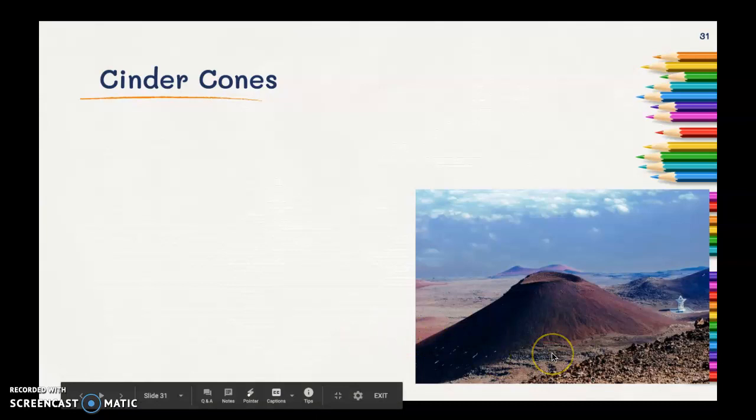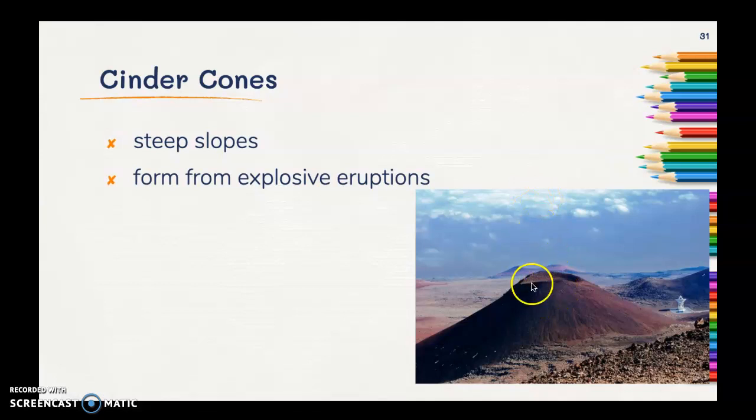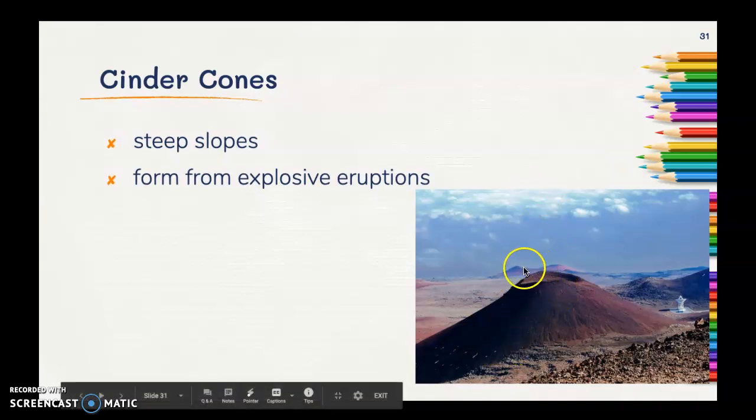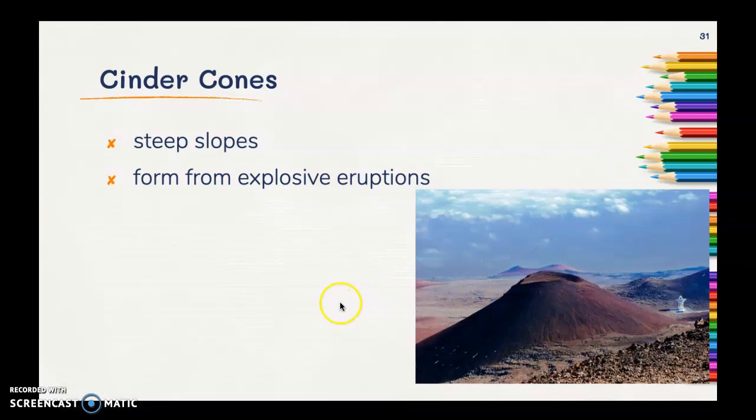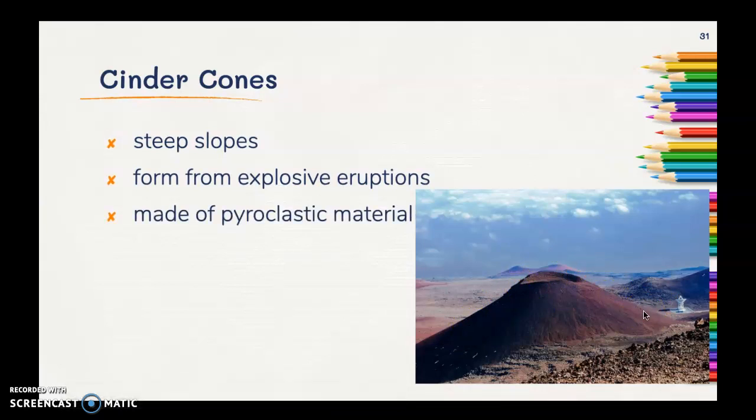Cinder cones are the next kind. Look at that steep-sided, very steep-sided, and it forms from explosive eruptions. So something like this would be kicking off a lot of dust and rock. That dust and the heavier stuff just falls quickly. It doesn't flow, and it doesn't go very far, so it forms these steep sides made of pyroclastic material. So lots of lapilli and volcanic bombs and volcanic blocks there in that stuff. I also find some dust and ash as well.